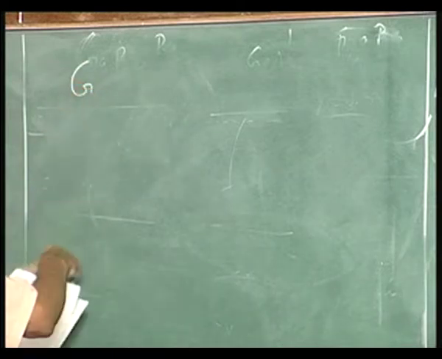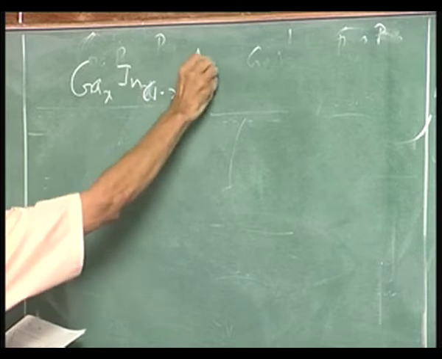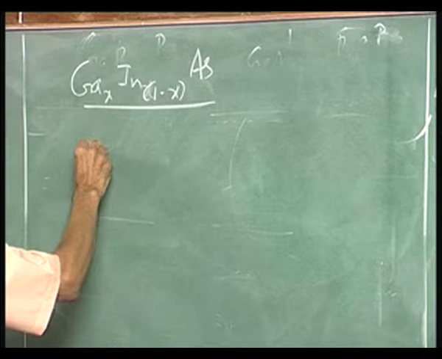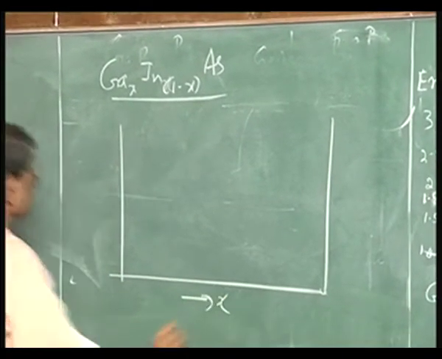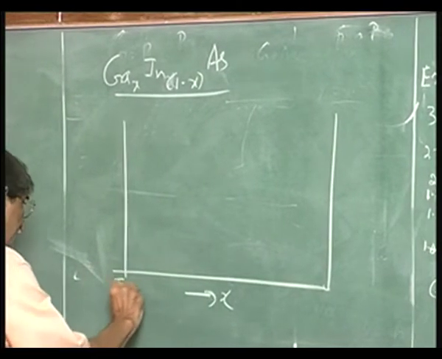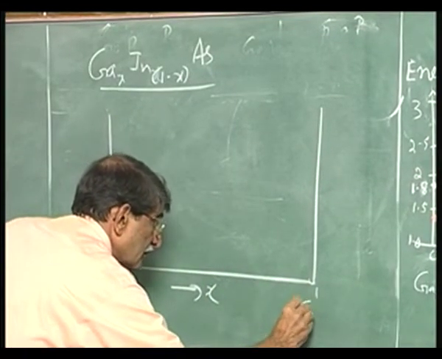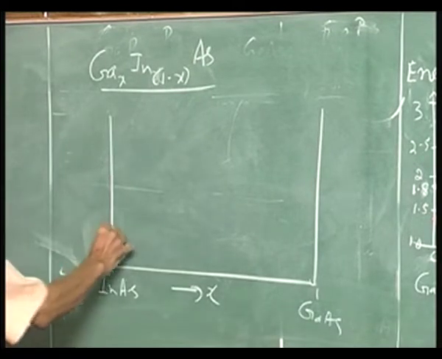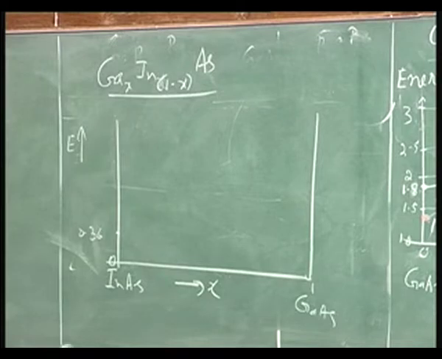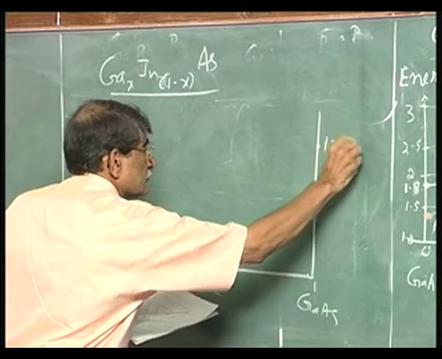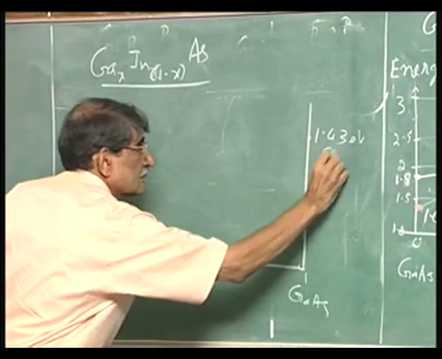Now, if you take gallium indium arsenide, I will draw it a bit faster now, because X is the mole fraction of gallium, and here you have indium arsenide. X equal to 0 gives indium arsenide, X equal to 1 gives you gallium arsenide. Here you have 0.36 direct band gap, and gallium arsenide has 1.43. Both are direct.